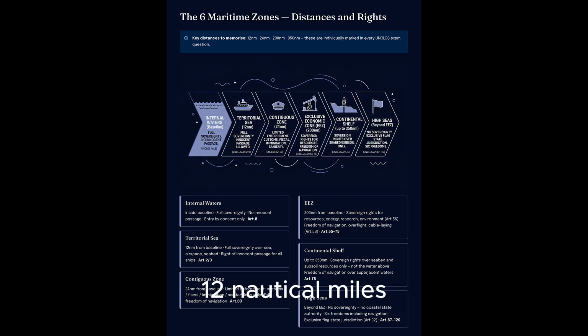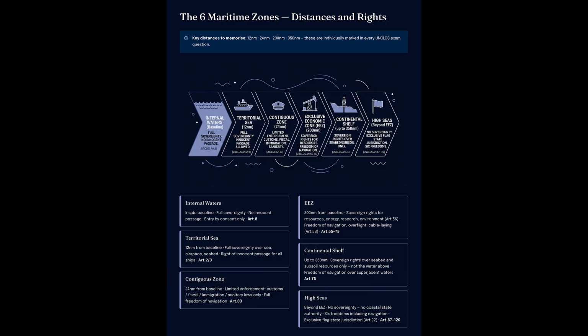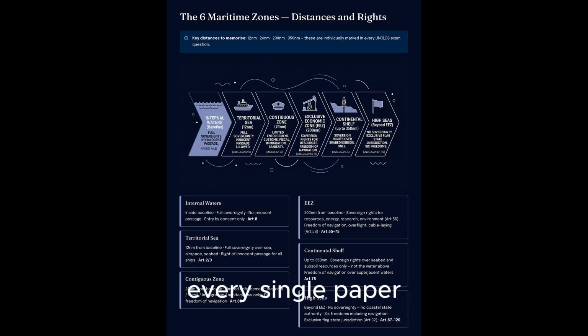12 nautical miles. 24 nautical miles. 200 nautical miles. 350 nautical miles. Write those numbers before your exam begins. They are marked individually. Every single paper.